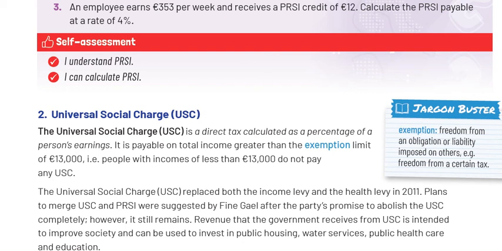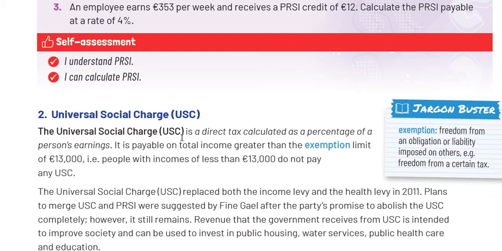In this lesson, we're going to look at Universal Social Charge, or USC. In the last lesson, we looked at PRSI, how to calculate PRSI and what PRSI stands for. So in this lesson, we're going to do the same, but this time with Universal Social Charge. It's a bit trickier to calculate in that there will be three different rates, and I'll show you an example in a moment.